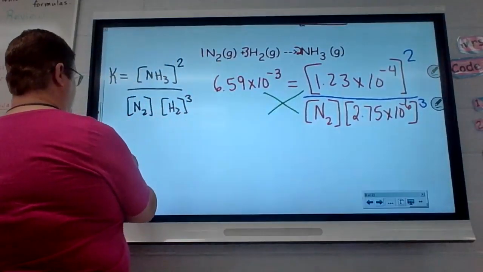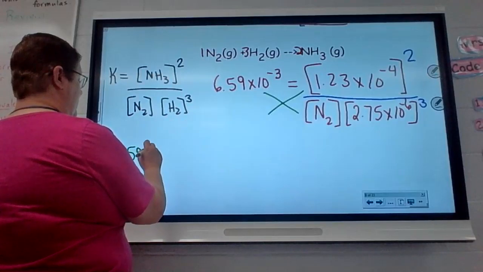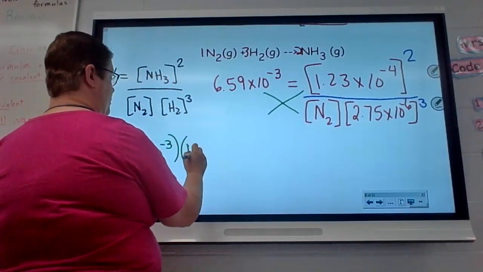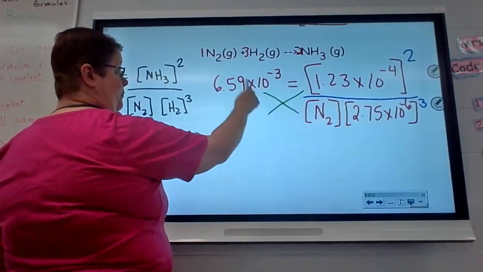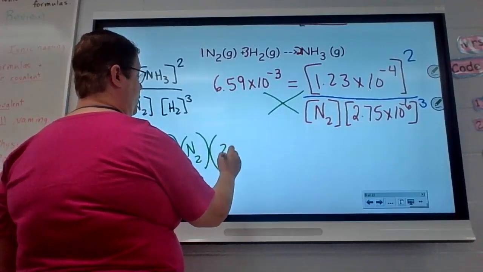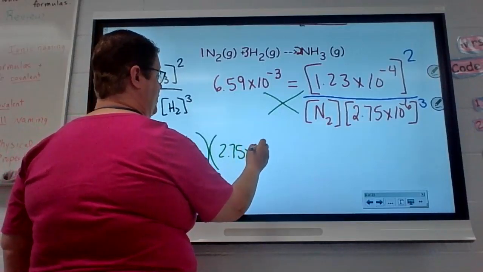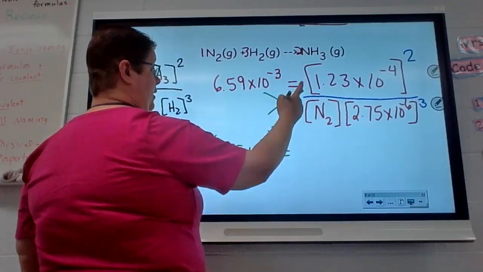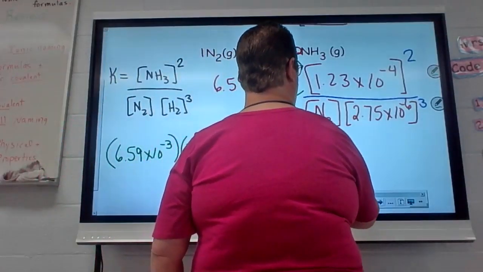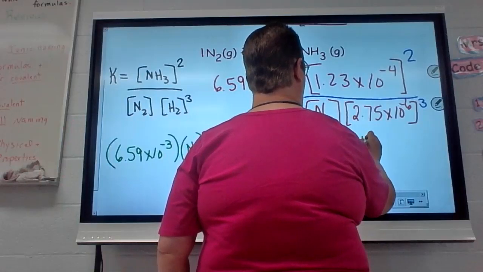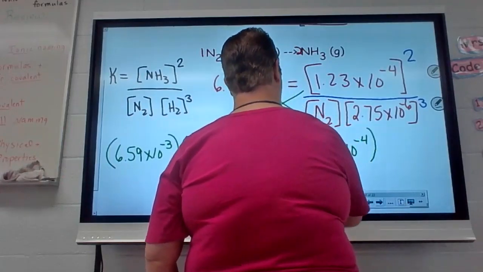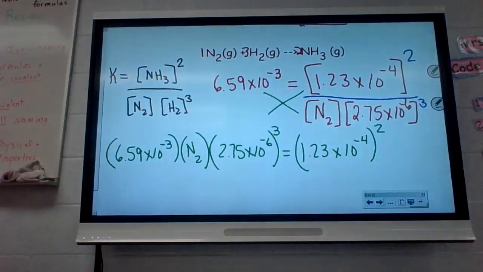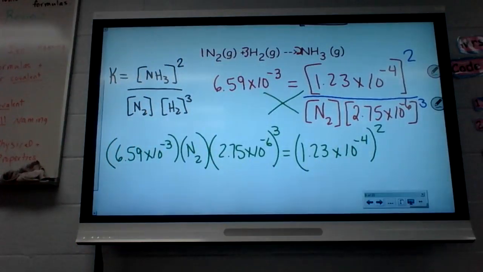So I'm going to have 6.59 times 10 to the negative third times N2, and then times 2.75 times 10 to the negative 6, that is cubed. And then I have 1.23 times 10 to the negative fourth, that is squared. So I cross multiplied and I got rid of my fraction. Is everybody okay with that?